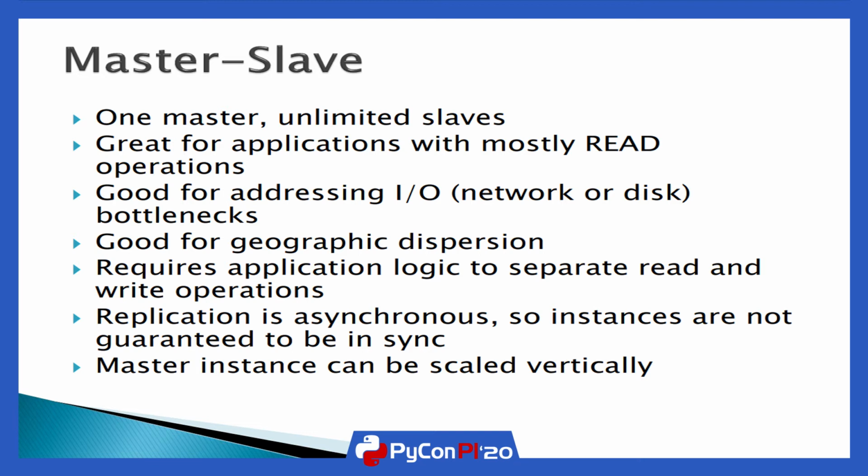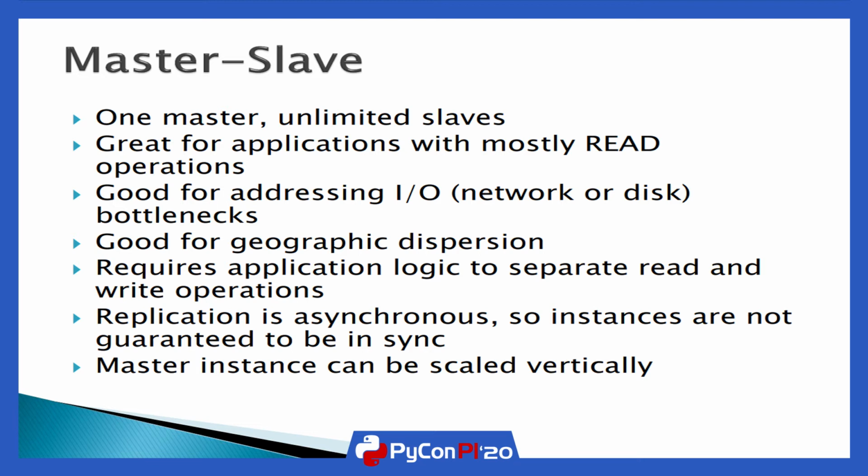But it requires application logic to separate your read and write operations, which is an add-on on the con side. And then replication is asynchronous, so instances may not be in sync, and may not know what is written on the master at any given time. The master instance can be scaled vertically, so it's a combination of vertical and horizontal if you want to scale the master vertically. It's always helpful to go with master-slave, especially when you know that your read operations are high.